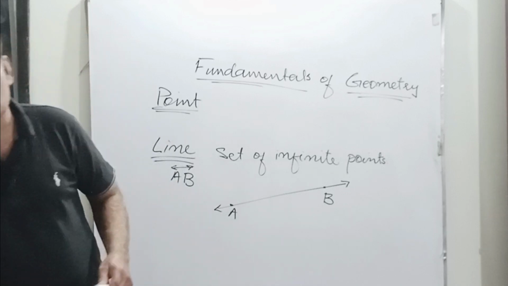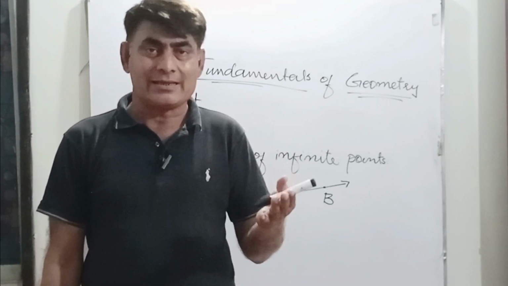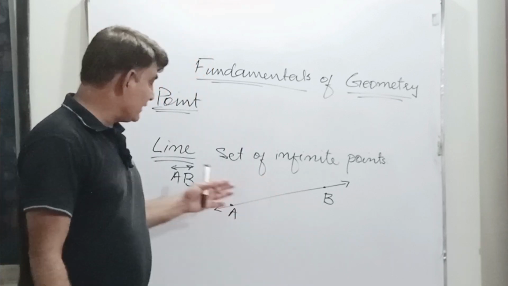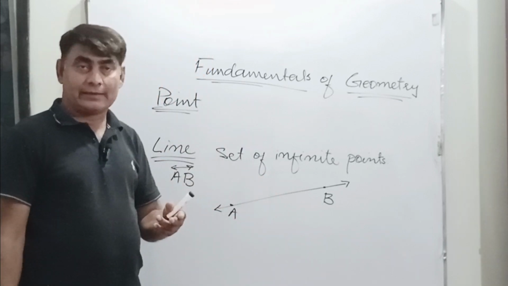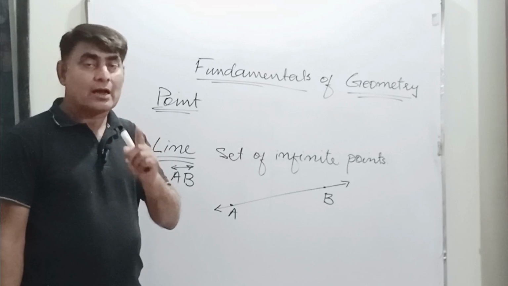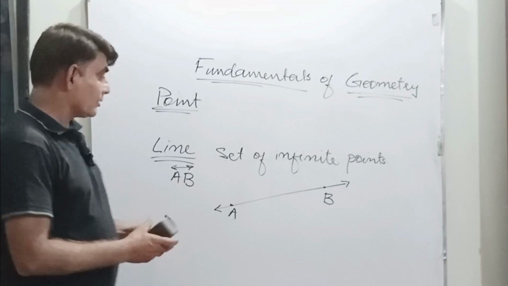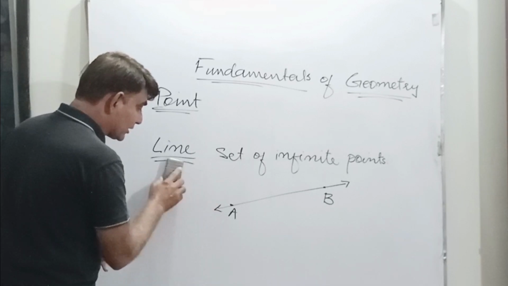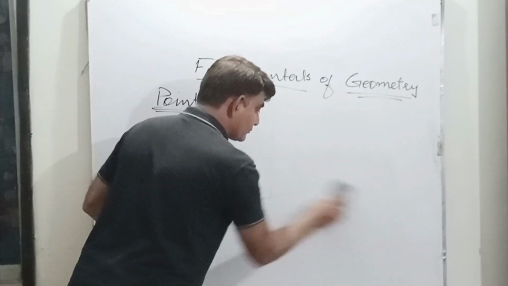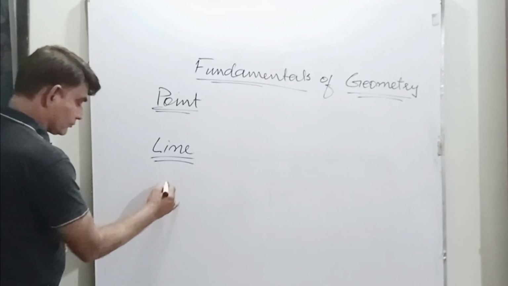Okay, now portion of a line. The next one is portion of a line. When we discuss a portion of a line, it means a set of points within two fixed points. That would be a line segment. So the third term is line segment.